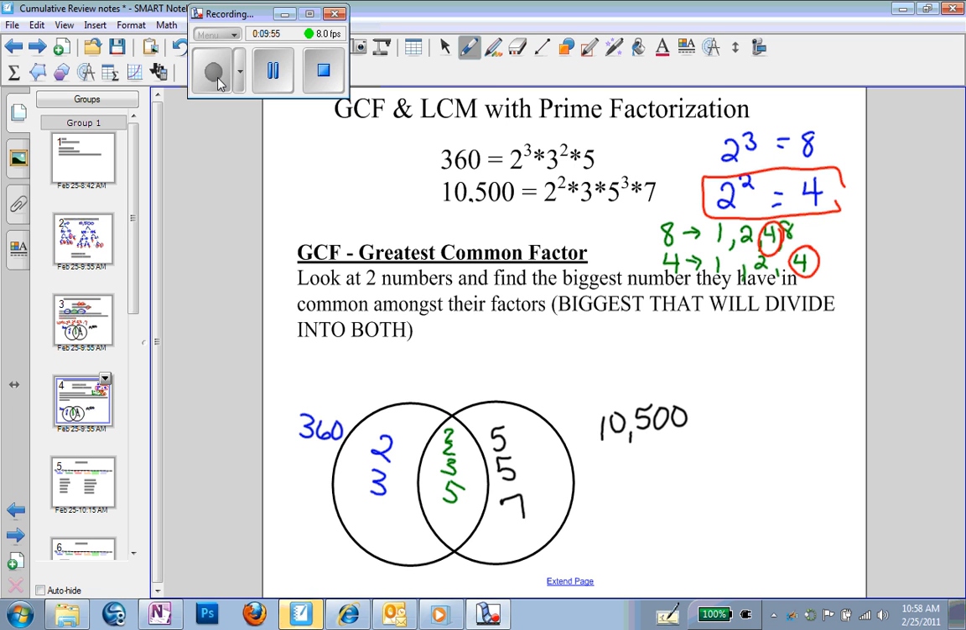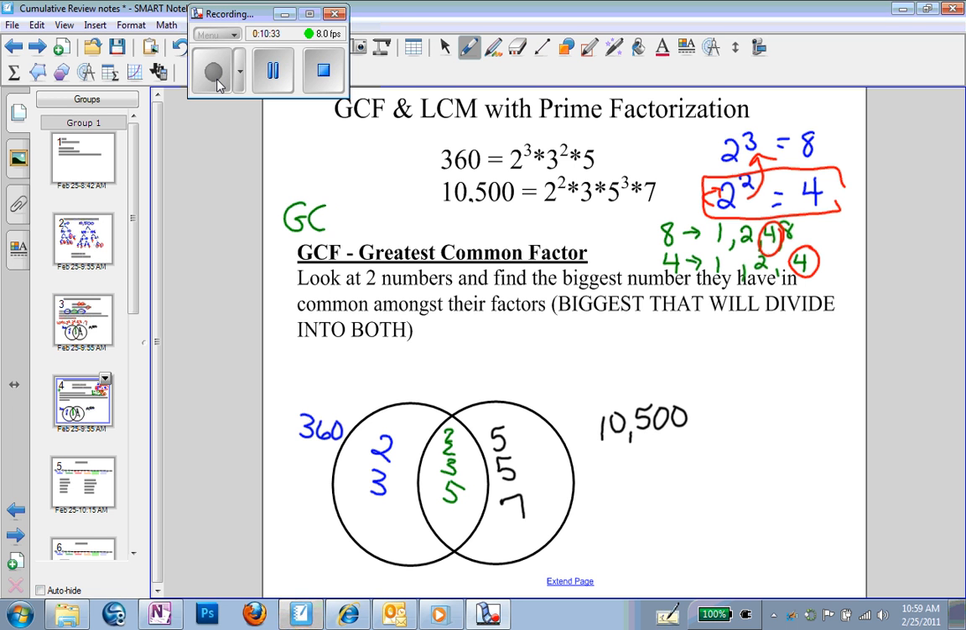Therefore, 2 squared is going to be our GCF between 2 squared and 2 to the third. So the way you think about it is that you're asking yourself, what will divide into both of those? Well, 2 cubed will not go into 2 squared, right? It's too big. That's like saying 8 divided into 4. That won't work. But 2 squared will go into 2 cubed, and 2 squared will go into itself. Therefore, 2 squared is our greatest common factor between the two when we're looking at just the factor of 2.